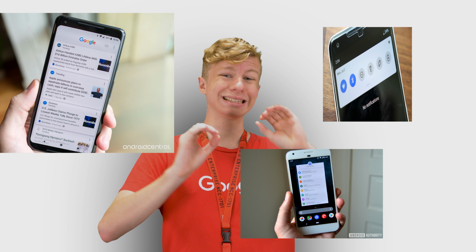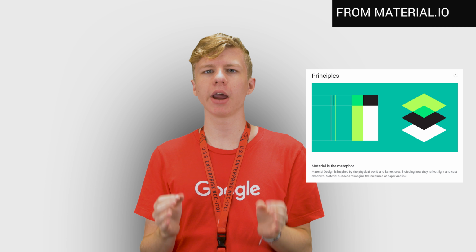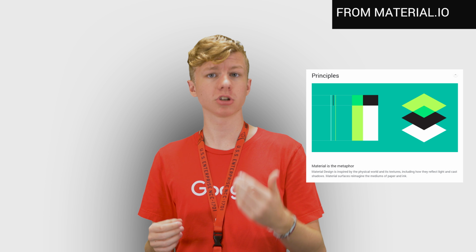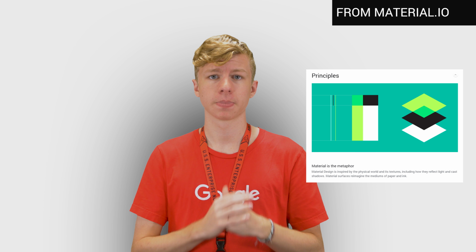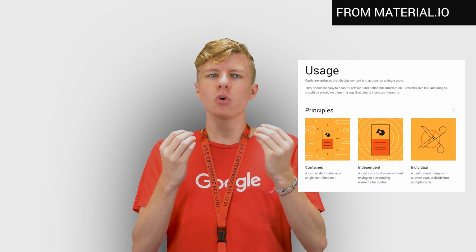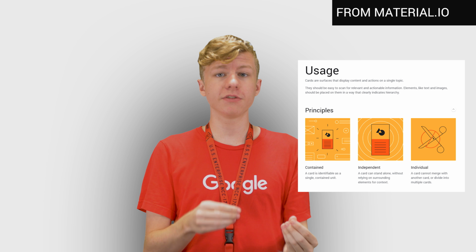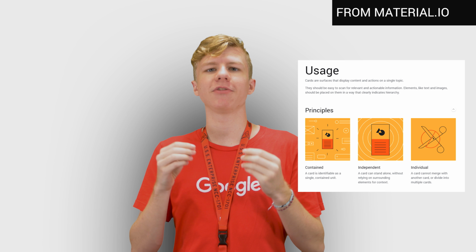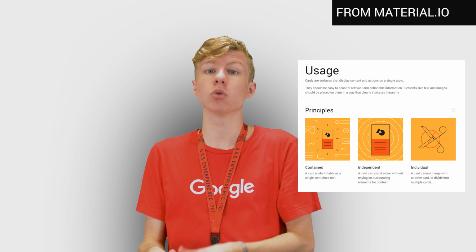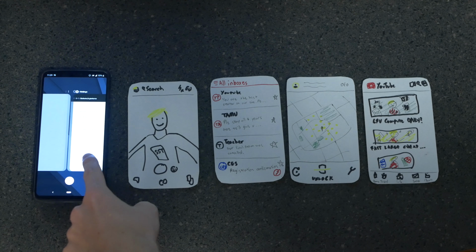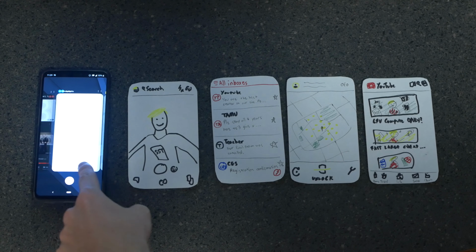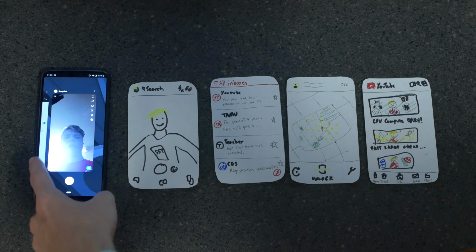Now, let's take a look at a common design element found all over the current state of material, cards. Now, this ties into the second material philosophy, material as a metaphor. Material design is inspired by the physical world and its textures. Material surfaces reimagine the mediums of paper and ink. Now, in Material 2, or whatever you want to call it, the 2018 version, there's more of an emphasis on cards. Individual elements are cards that you can manipulate as if they were actual physical individual cards that you are moving around, hence material as a metaphor. Taking that philosophy to apps, apps are cards. The app you are using is the card you are holding.